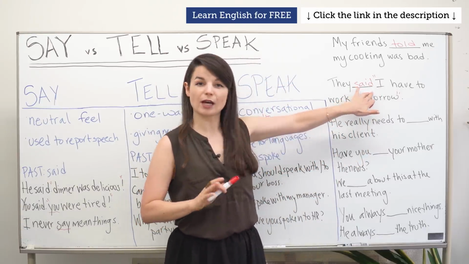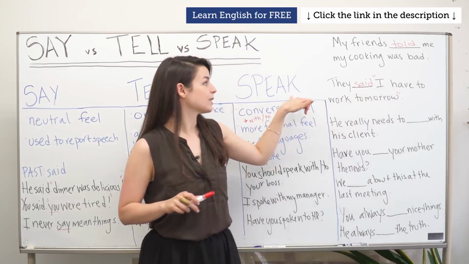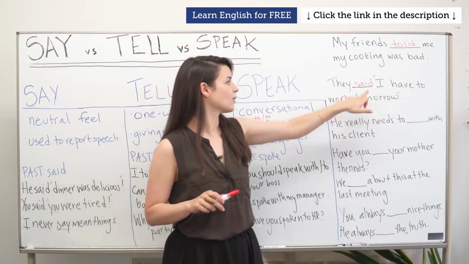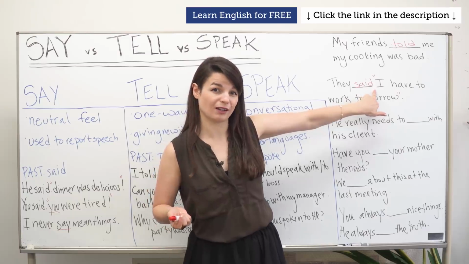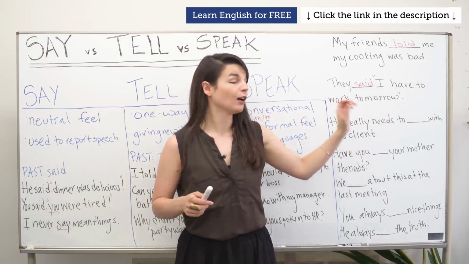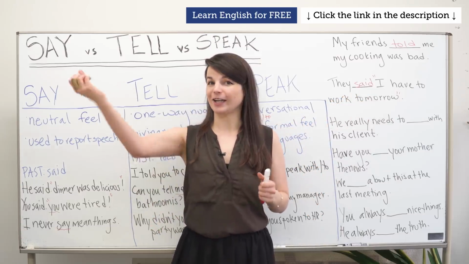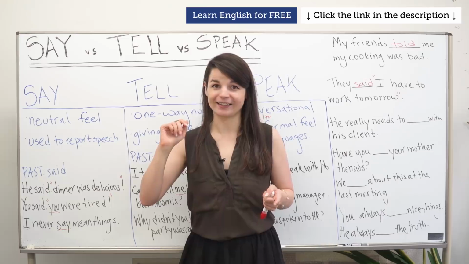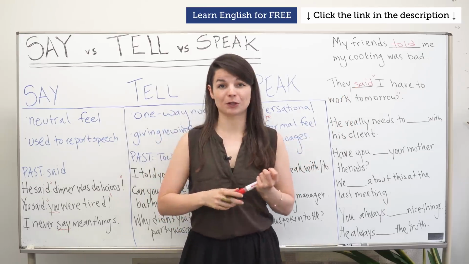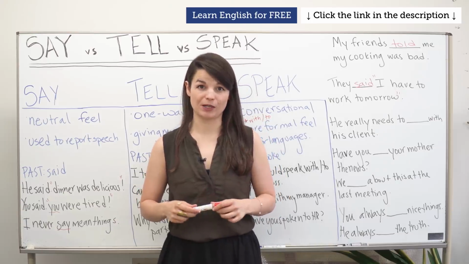So I know this should not be tell because there's no object here. I know it should not be speak because there's no with and there's no to here either. So I know this should be, they said I have to work tomorrow. Of course, this sentence could be, they told me I have to work tomorrow. It sounds more like a command in that case. Here, they said I have to work tomorrow is very neutral and just a simple report of speech.